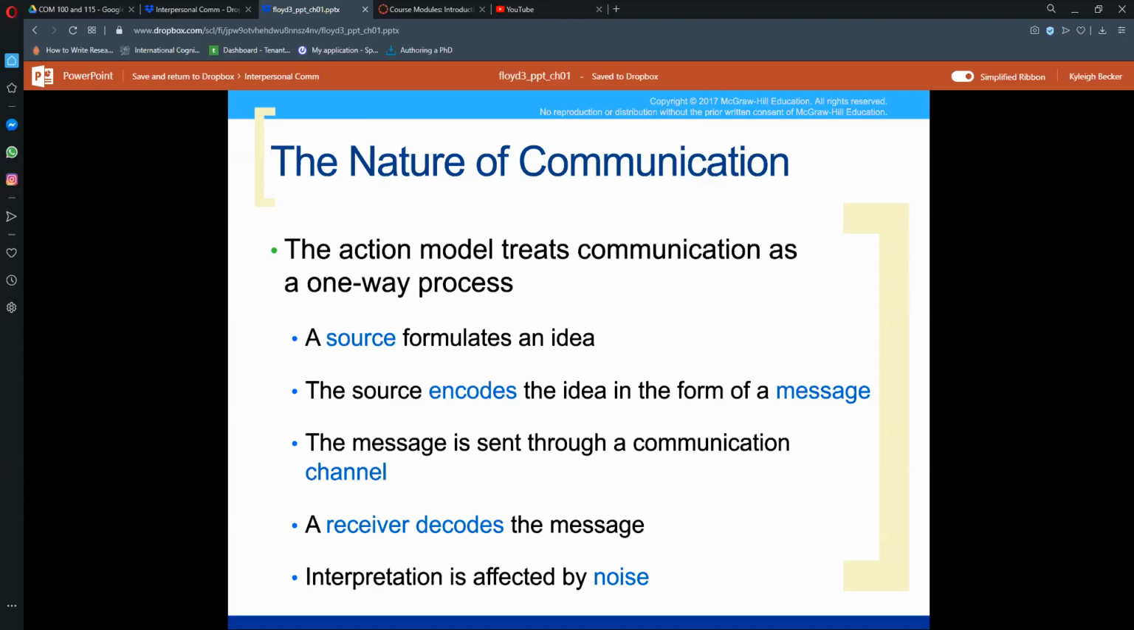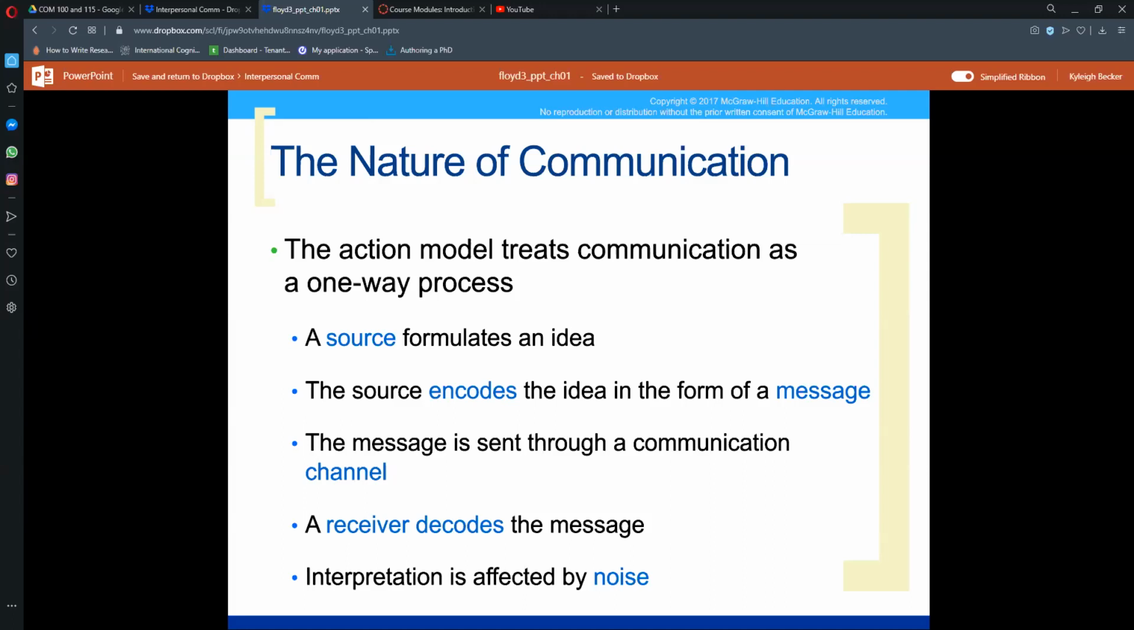So I'm going to say, how can I send this to people? Well, I can speak it out loud. I can type it out, however. And then it's sent through that communication channel. So in this case, voice, or through typing, or through video, or through whatever channel here. TV, radio, face-to-face. Those are all communication channels. And then the receiver will decode that message.